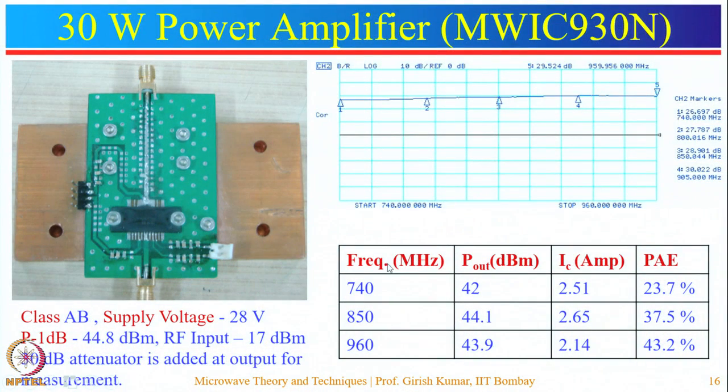So by considering this, the output power achieved by this amplifier is around 44.1 dBm with 2.6 ampere current drawn by the circuit. The efficiency achieved by this amplifier is of the order of around 40%. So these are the examples of the power amplifiers.